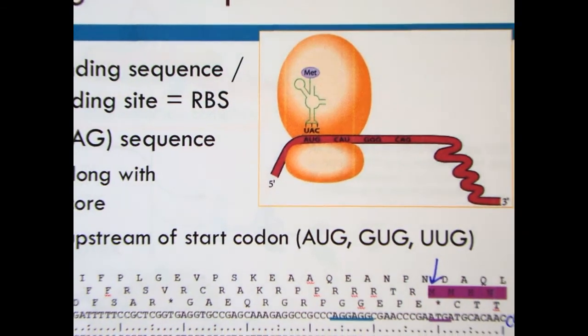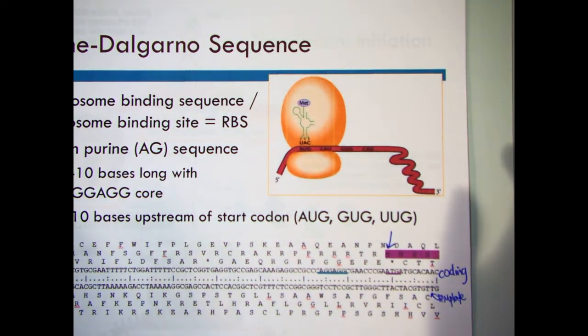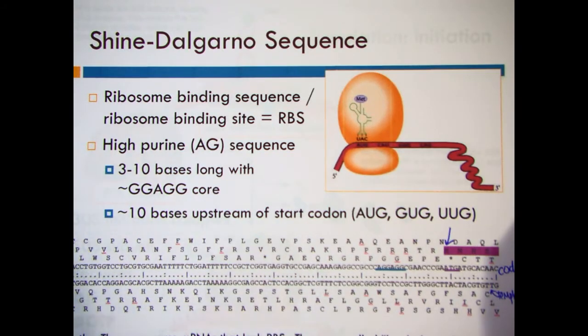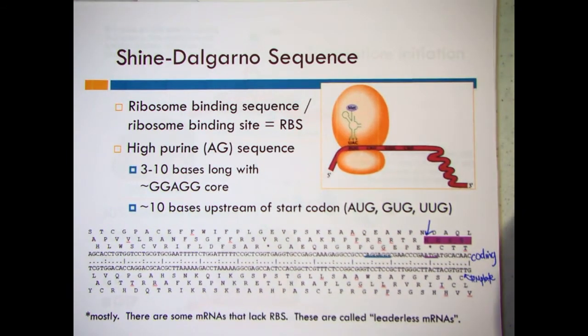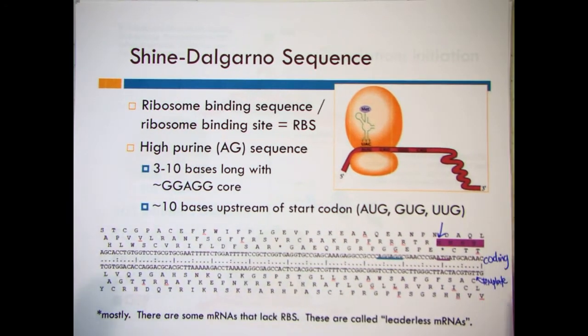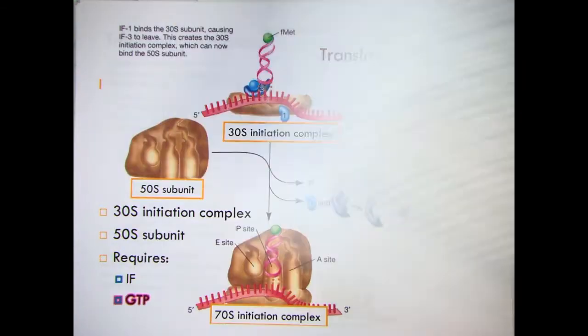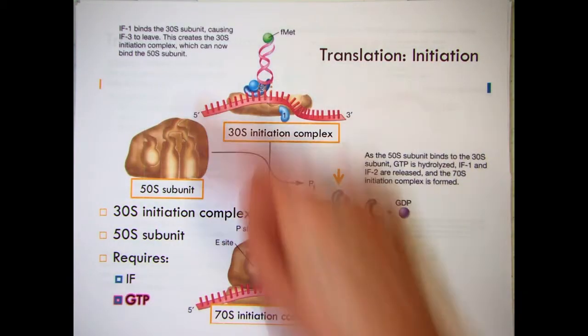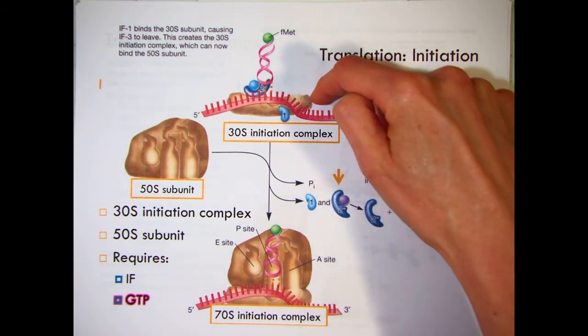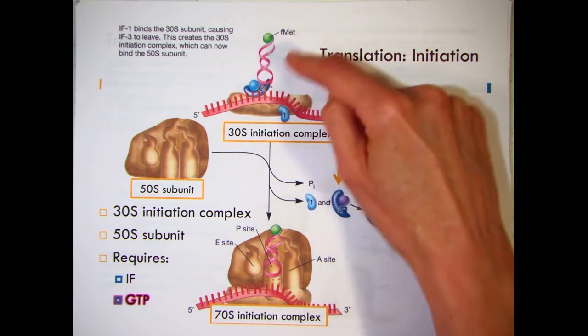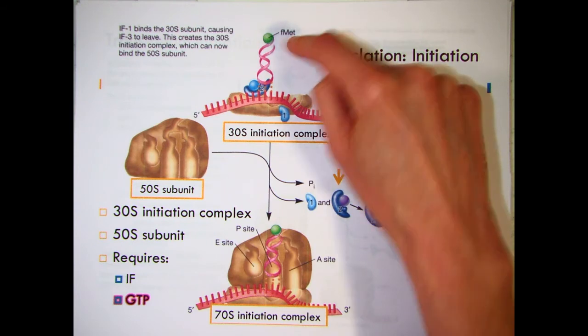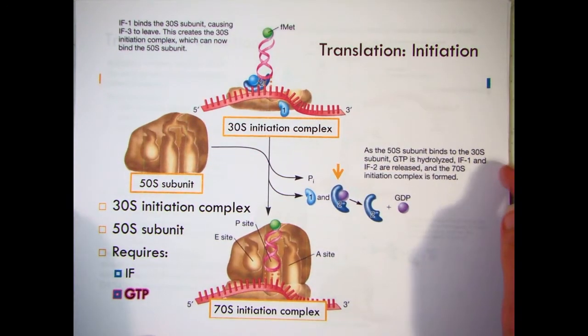So the Shine-Dalgarno sequence is on the front of the messenger RNA, and is how the mRNA is positioned on the small subunit of the ribosome in order for the initiation complex to form. Alrighty. Once we have together the 30S initiation complex, which again is the small subunit, the initiator tRNA with the formyl methionine and the messenger RNA, that is when the 50S subunit will come on.